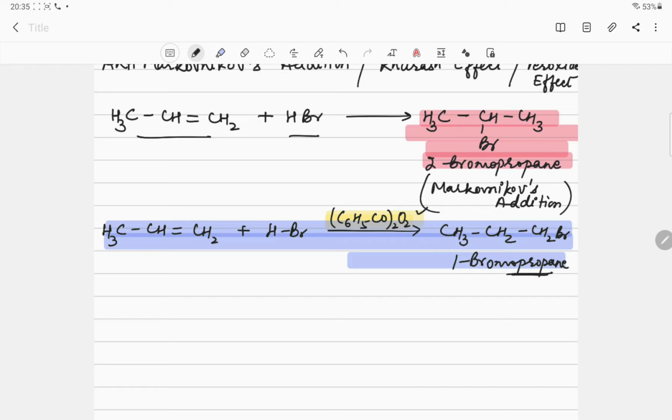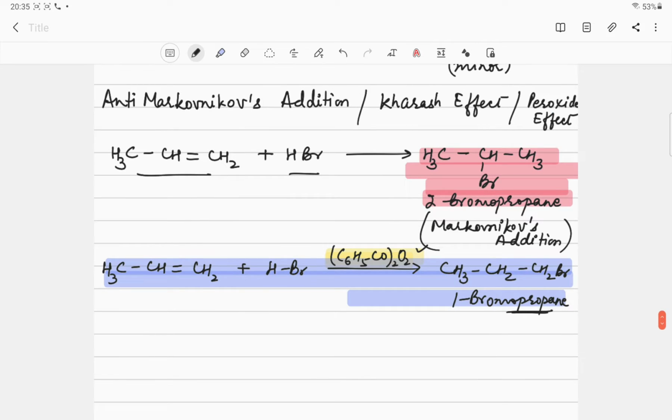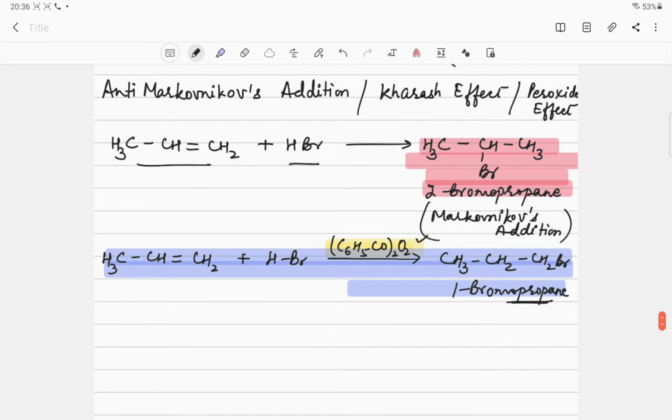Right? Now the second name is peroxide effect. We call it peroxide effect also, because this anti-Markovnikov's addition is taking place in the presence of peroxide. This is also called the Kharasch effect because it was first observed by M.S. Kharasch and F.R. Mayo. That is why we name it the Kharasch effect also.